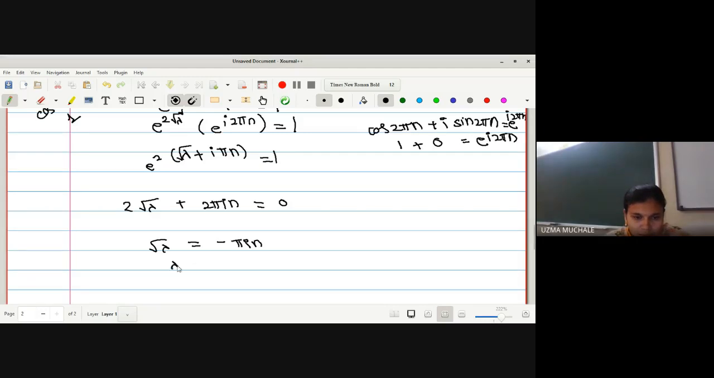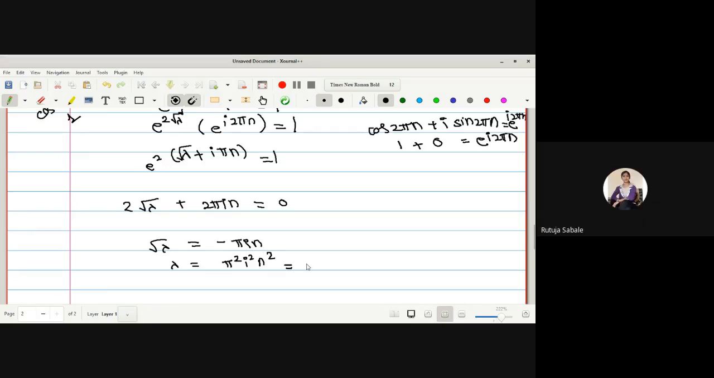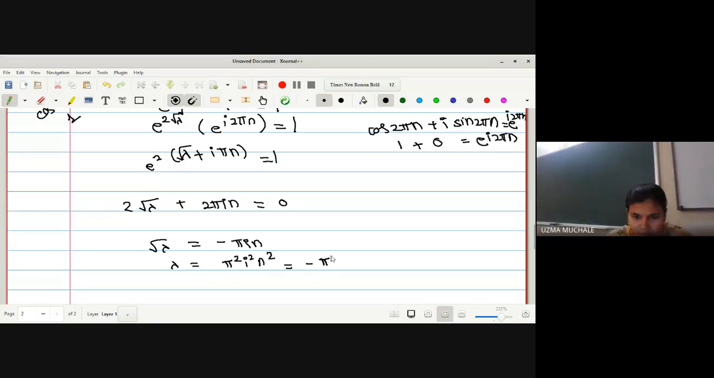By squaring on both sides, what is the result? Lambda equals pi square I square n square. What is the value of I square? Those who remember: minus 1. Correct. Minus pi square n square. So in this case, we get the value of lambda as minus pi square n square. Now we have to put this value of lambda, minus pi square n square, in our solution. What is our solution?